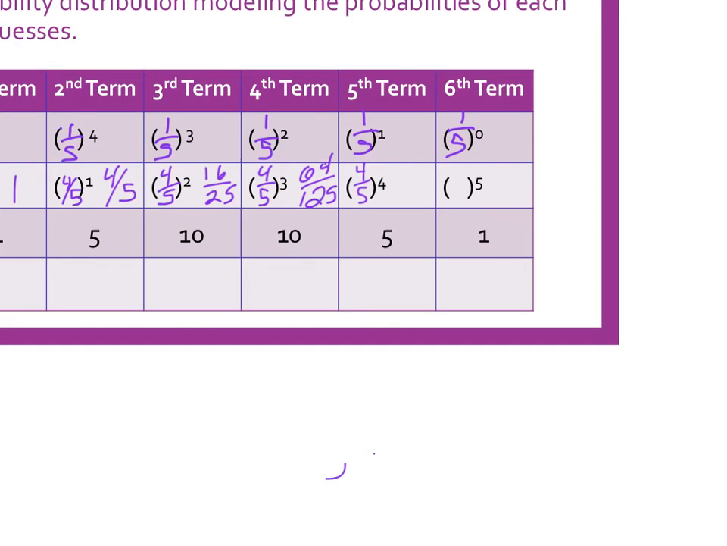All right, 4 to the 4th is 256, and I believe 5 to the 4th is 625. Yep, 256 and 625. Interesting. Whoops, my hand's hitting the screen. 256 over 625. All right, and now to the 5th.